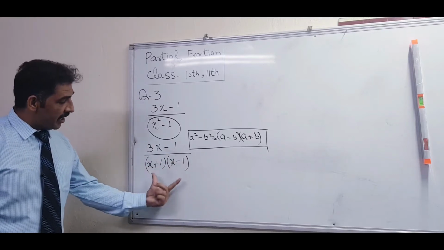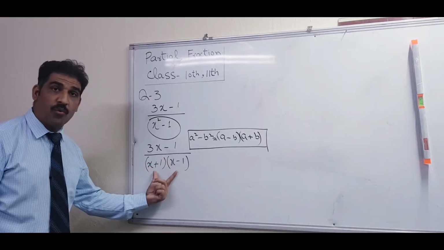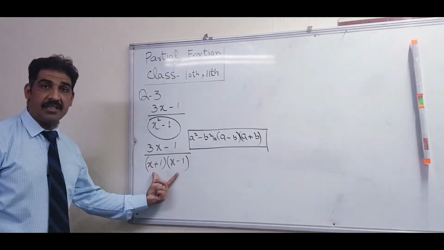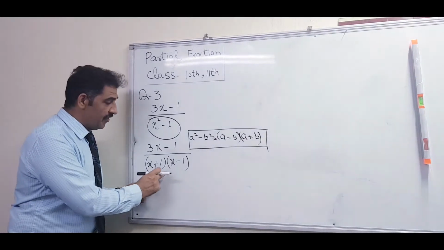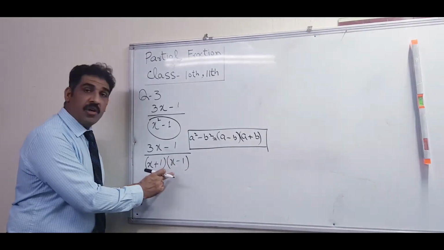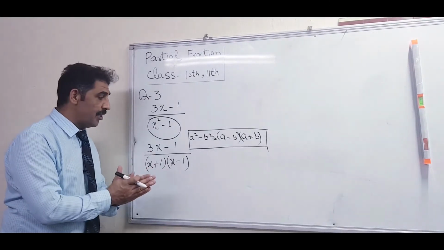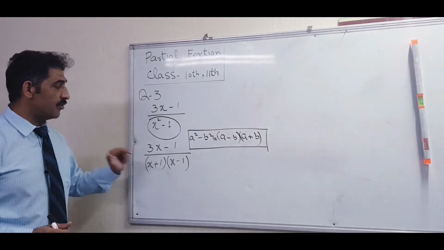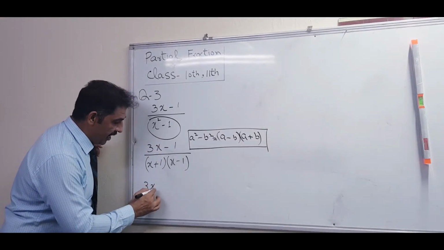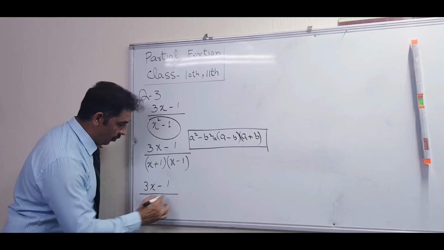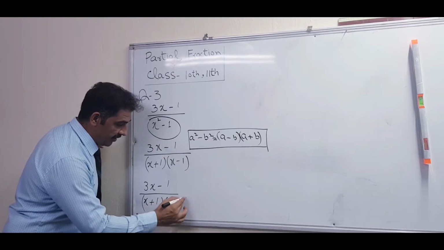After that, if there are two linear factors, it means we have to make two parts. If there are three linear factors in the denominator, we will make three parts of this fraction. Here the fraction is divided into two parts. So how to make its two parts? Write it again like that: 3x minus 1 over x plus 1 into x minus 1.